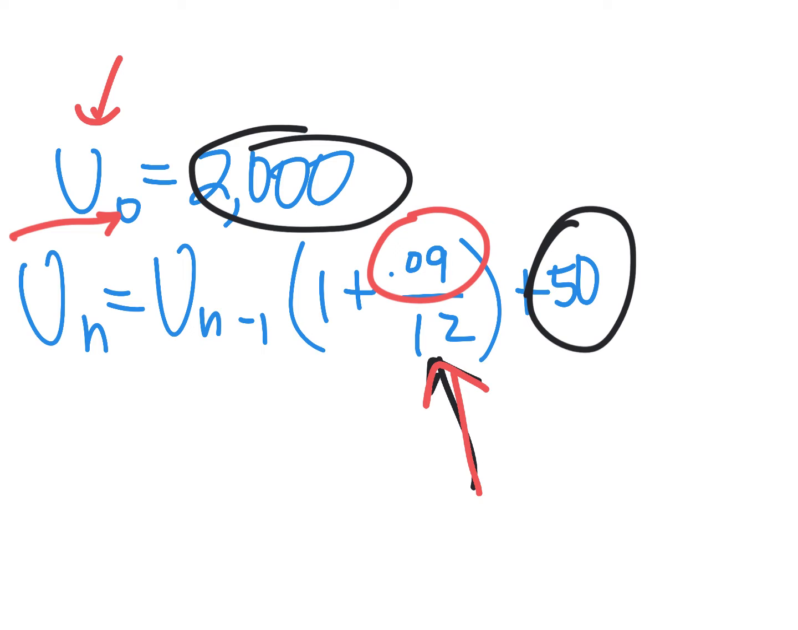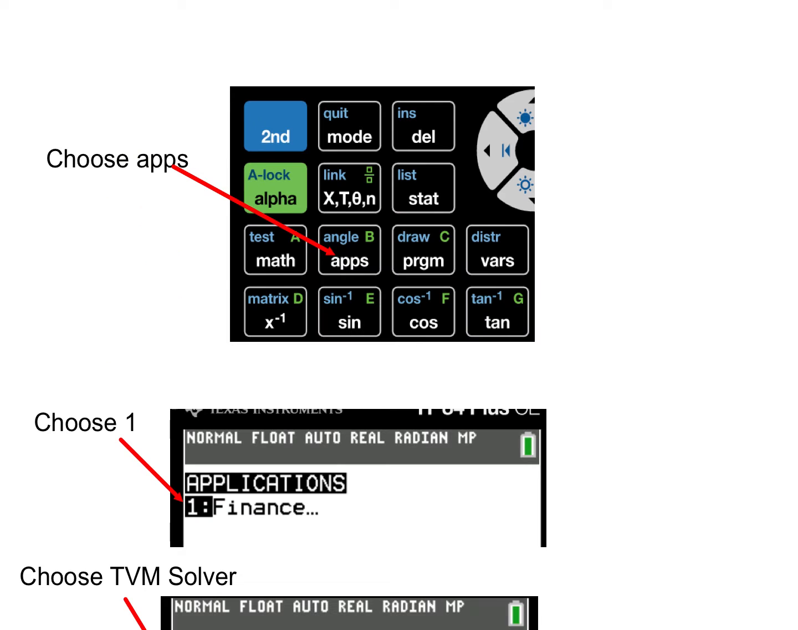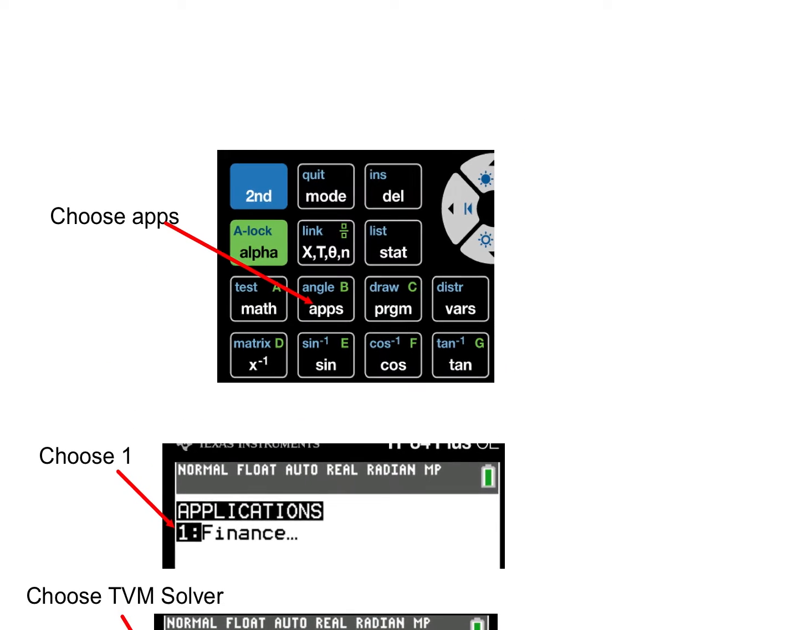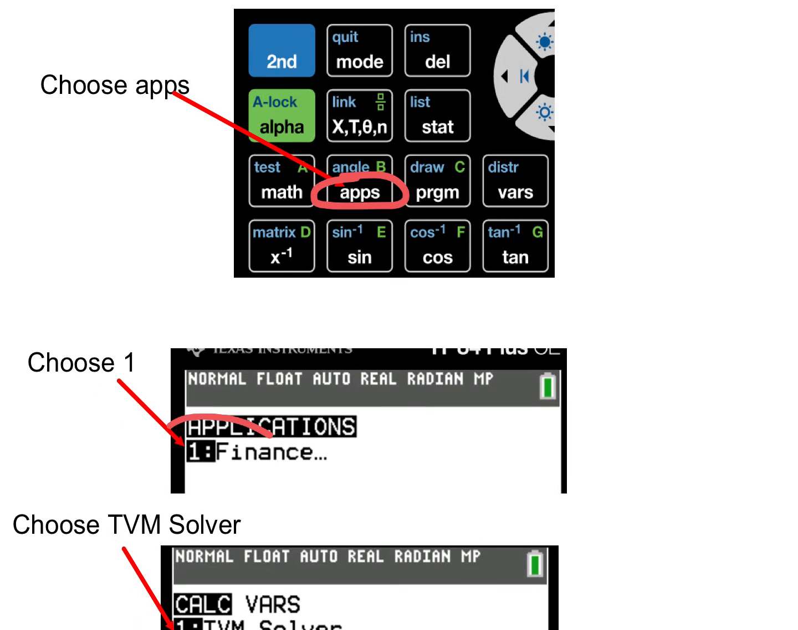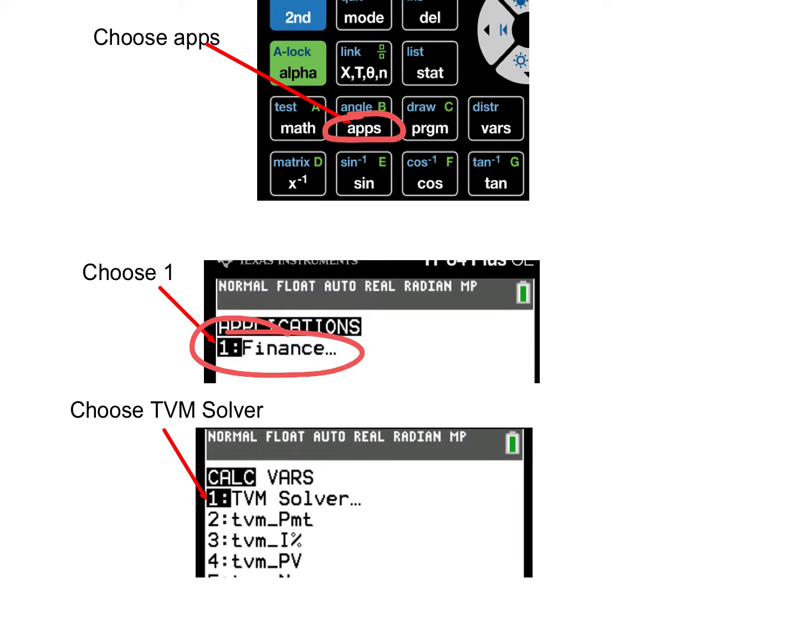Now we need to be able to put this thing into the special thing called an app. Everybody go to this page. Do you see how it's telling you to find the apps? It's right there. Okay, so you're going to go into your iPad or on your actual real calculator and hit the apps button. Then you're going to choose finance. Then you're going to choose TVM solver. It's the very first thing in each of the menus.